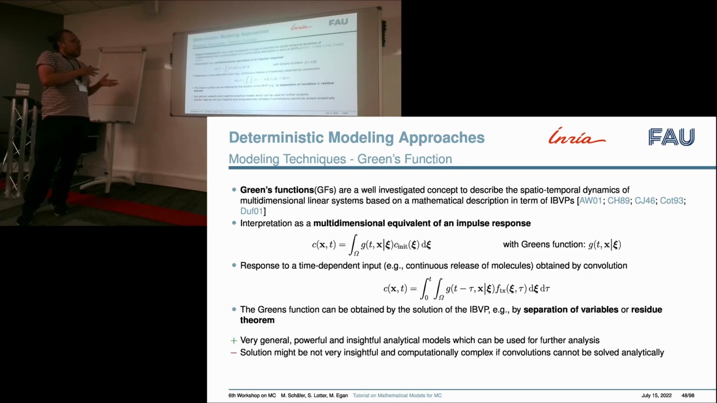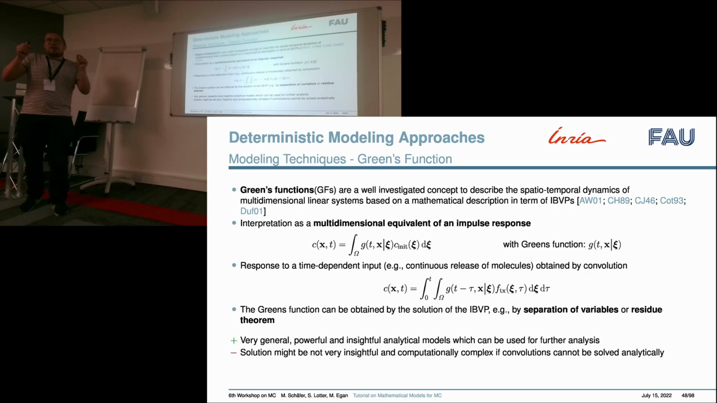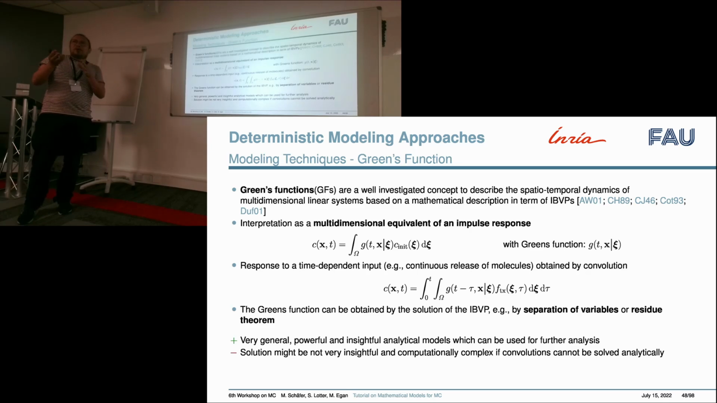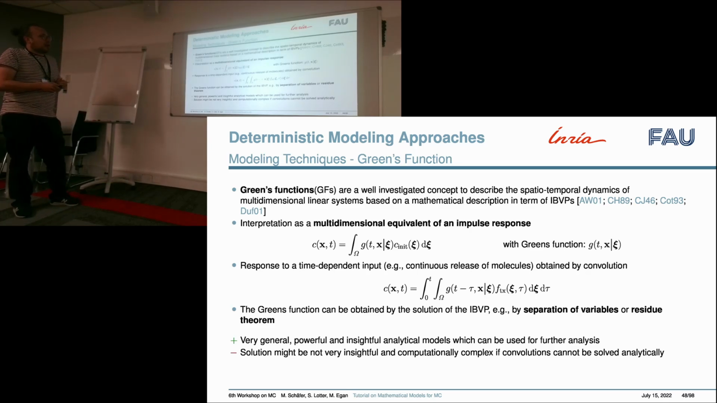I tend to interpret it as a multidimensional equivalent of an impulse response. So when we have an ODE, we can derive an impulse response, and then we obtain an output by convolving this input with the impulse response. And we can think about it similarly for the Green's function, just with a spatial component on top. So for example, we will see an example of how to derive it.